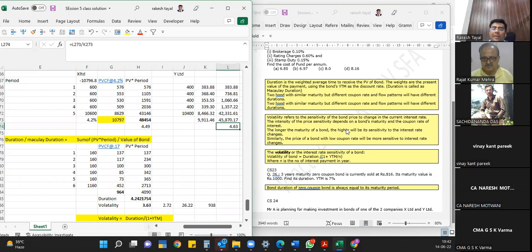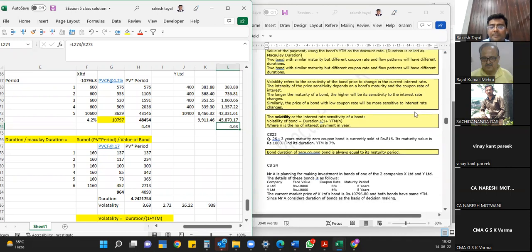So these are the theoretical MCQ. They can ask about this volatility. What is the volatility relationship, inverse relationship between the present value? What is the duration? That two bonds with the similar maturity. So which one you have to choose? 1 mark normal question will be there.